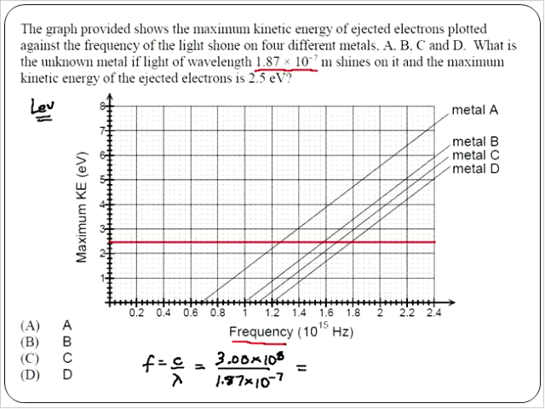You do that, you get a frequency of 1.60 if you keep 3 sig figs, times 10 to the power of 15 hertz. So that's right here, isn't it? Just watch. Now I'm going to draw another line. I'm going to make this line green. And I'm going to go up from 1.6.